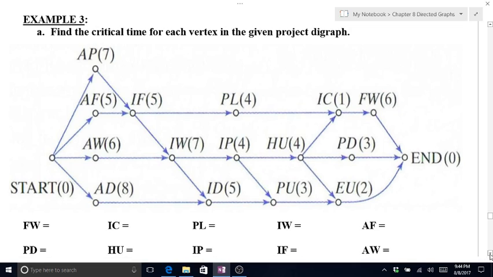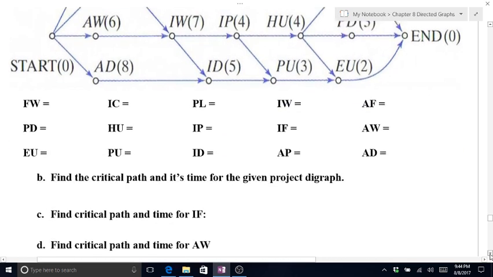If we have time, we will come back to this one. This one is long and difficult. If we have time, we'll come back to it.